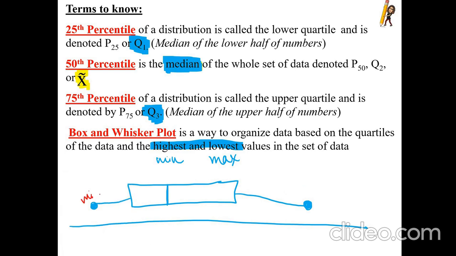So what each of these things is going to represent, here I'll grab another color. This is going to be your minimum value, that dot, that whisker. Your maximum value is going to be the other whisker. So your whiskers are going to be your min and max. And then your quartiles are all going to be part of the box. This is going to be Q1. This is going to be your median. And this is going to be Q3. So finding Q1, Q3, the median, and the min and max is what we need to find in order to create a box and whisker plot.